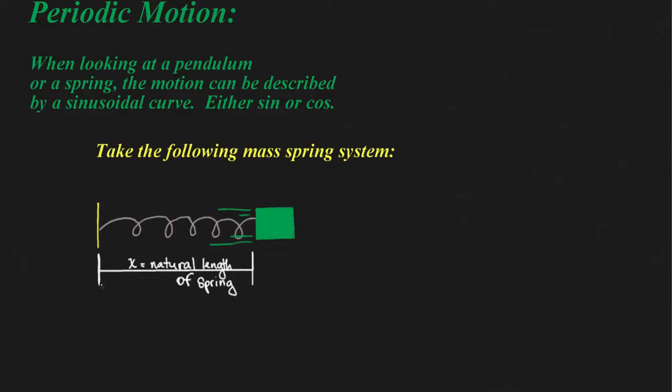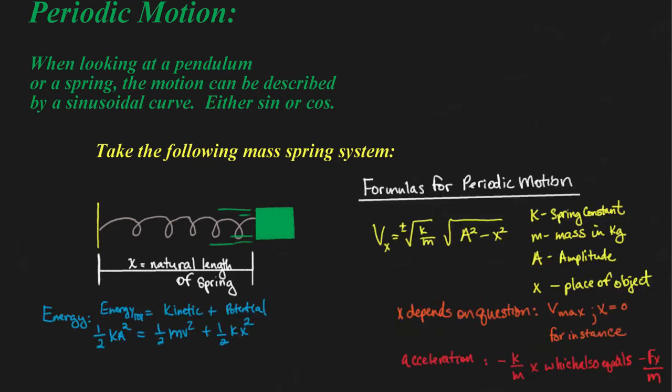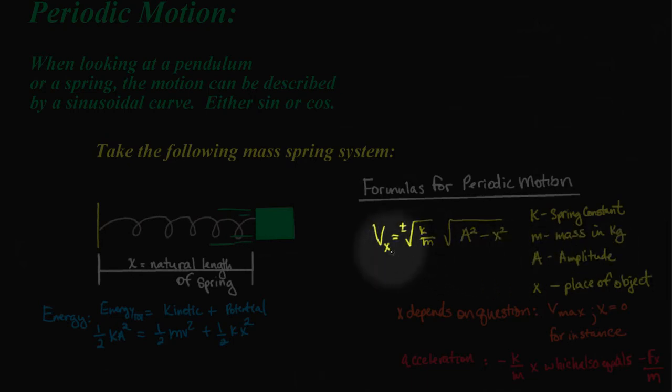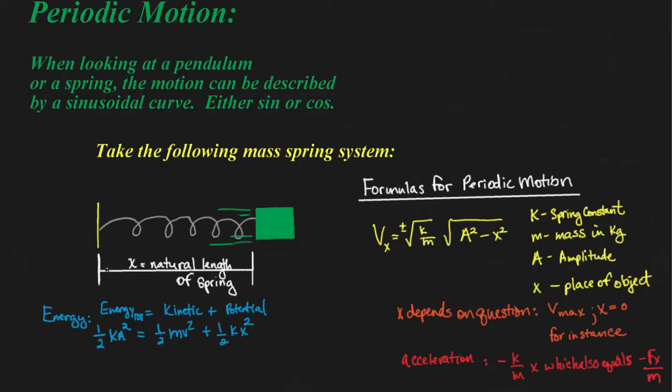Okay, so now we can go and discuss some of the formulas associated with this periodic motion. The velocity in the x direction as we're going back and forth can be obtained by taking the spring constant divided by the mass, square rooted, and then a is going to be your amplitude, m is the mass, x is going to be the position at which we're trying to find the velocity. So depending, for instance, if we want the maximal velocity, that occurs at the natural length of the spring, which, if you remember in the previous graphical discussion, that's going to be our 0.